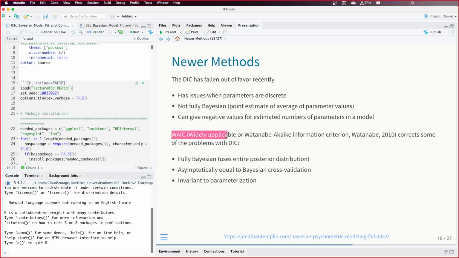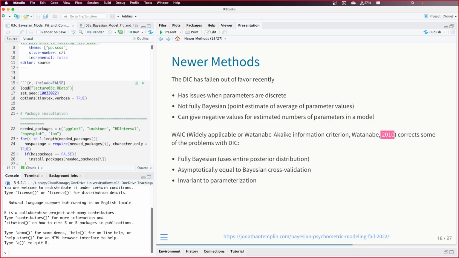More recently, you'll see something called the widely applicable or Watanabe-Akaike information criterion, dated to 2010, which corrects some of those issues. It uses a fully Bayesian distribution, and it is asymptotically equal to what would happen if you were to do cross-validation in Bayes. What does that mean? You get a large sample size, and you have enough time and computing power. So let's say you have thousands of cases in our model.